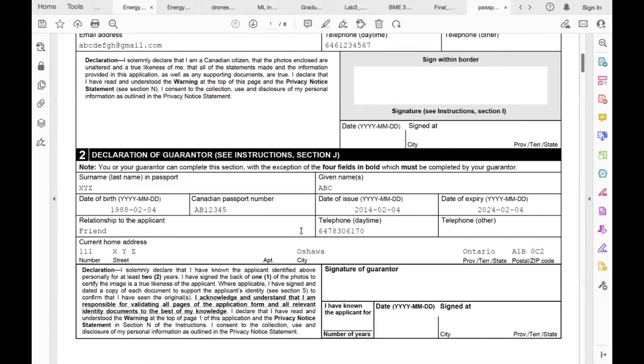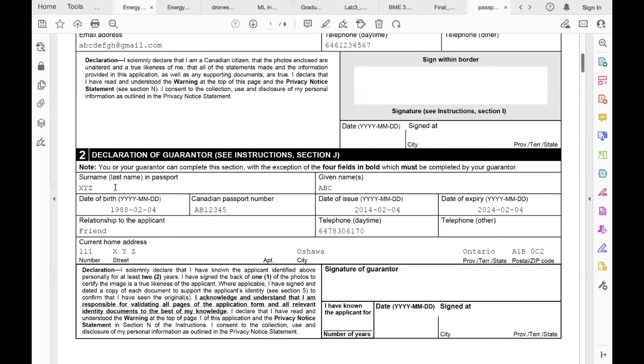Your guarantor could be your relative. Okay, that's not an issue. If you have any relative or a friend in Canada or outside Canada who is a Canadian citizen, you can ask them for a copy of their passport or this basic information, then fill it up.